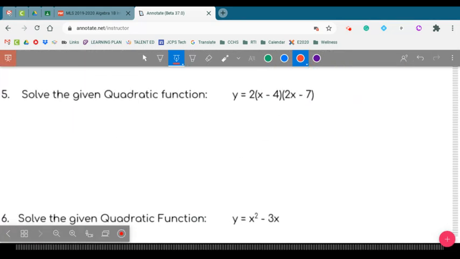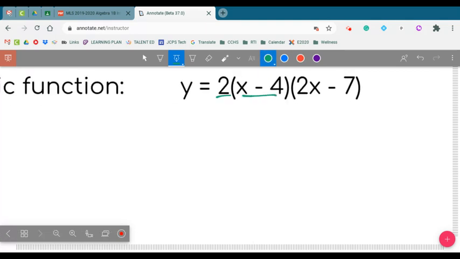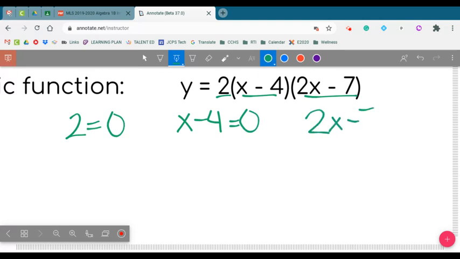Okay, going down to the next one, it says solve the given quadratic. So on this problem, we're not simplifying, we're just solving. So we're finding our zeros. Whenever I say find my zeros, I'm going to set each part equal to 0. So I'm going to have 2 equals 0. I'm going to have x minus 4 equals 0. I'm going to have 2x minus 7 equals 0. And I'm going to solve each one of these.